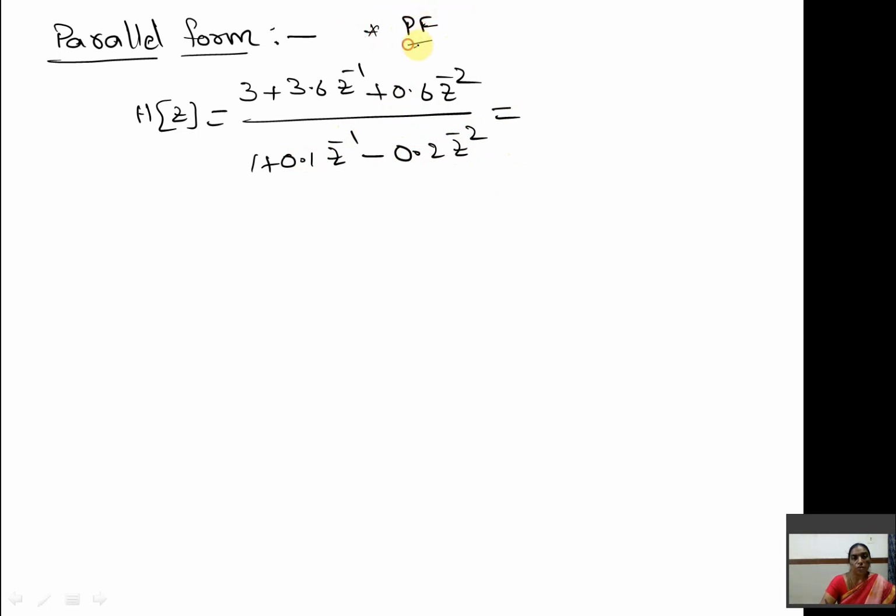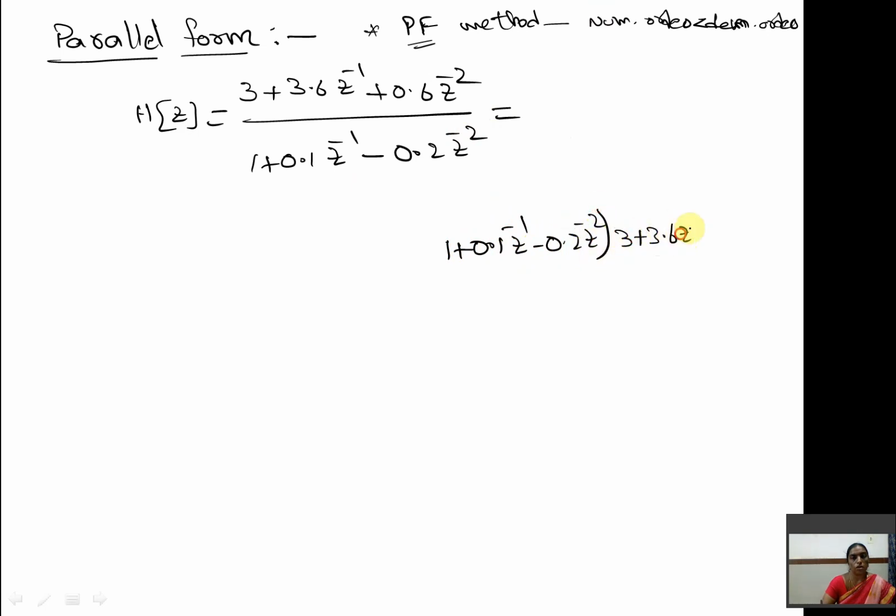So partial fraction method means here the numerator polynomial order should be less than the denominator polynomial order. To follow this, first do the division here. Okay, so division means, like this, 1 plus 0.1 z inverse minus 0.2 z power minus 2. Here 3 plus 3.6 z power minus 1 plus 0.6 z power minus 2.